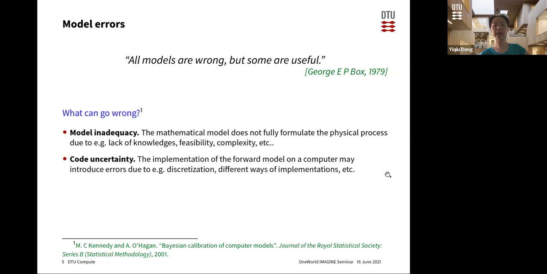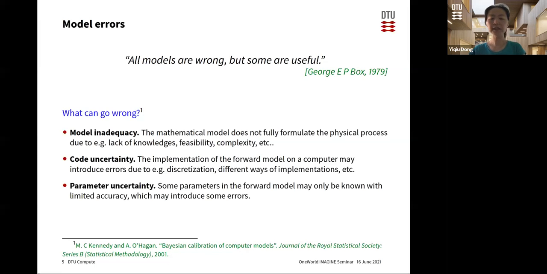Another reason is code uncertainty. After we get a mathematical model, we need to solve it. Very often we use a computer. In order to use a computer, we need to implement it. For implementation, we need to discretize our problem. This definitely introduces discretization error, which is also a kind of model error. And in order to implement efficiently, we may use different ways of implementation, which can also introduce some model uncertainty.